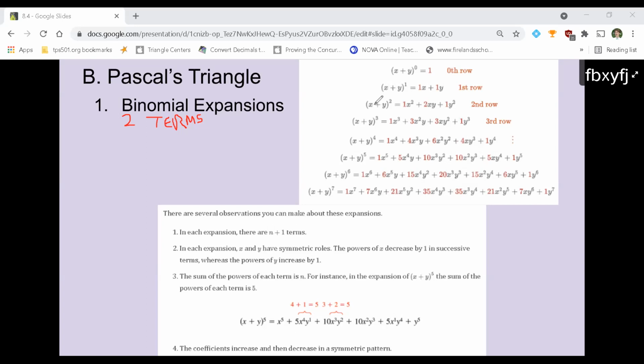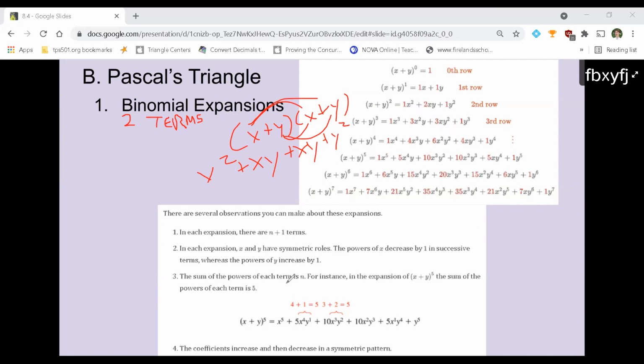This one you would have to do a double distribution, x plus y times x plus y. If you do that, you would get x squared plus xy plus another xy plus y squared. Or simply 1x squared plus 2xy plus 1y squared. For the cubed, we won't work it out, but this is what you get. Here's what you get for a fourth power, a fifth power, a sixth power, a seventh power.